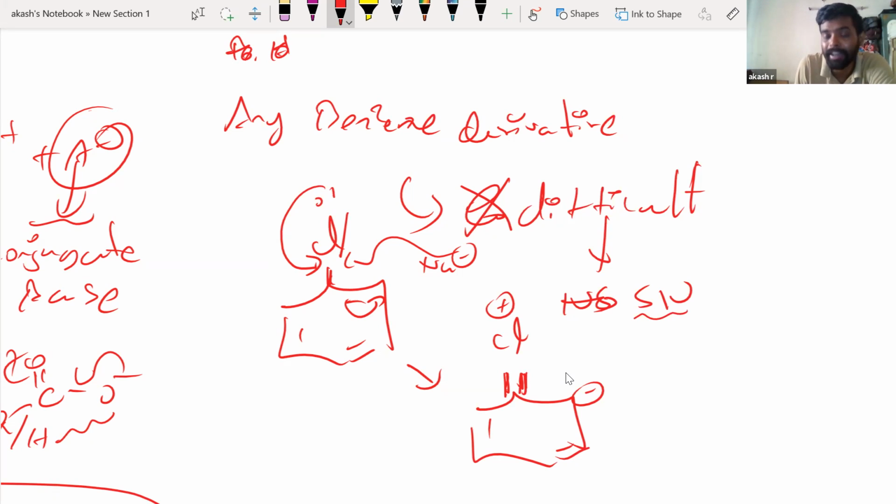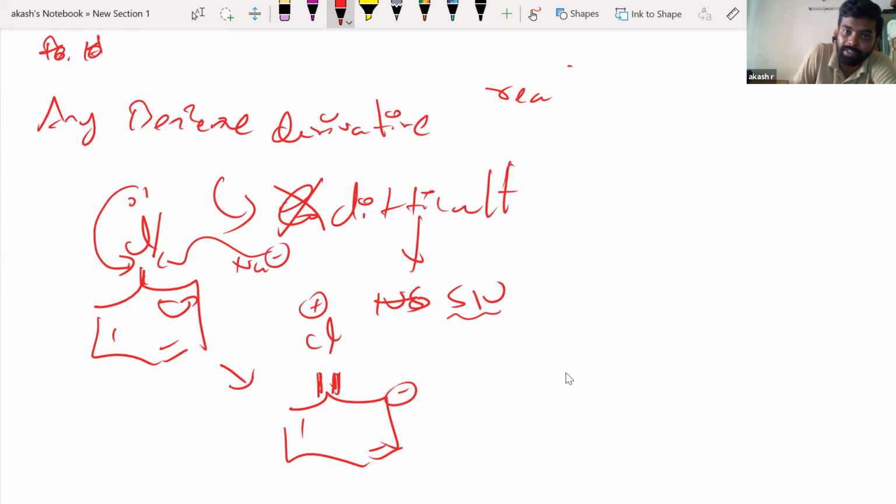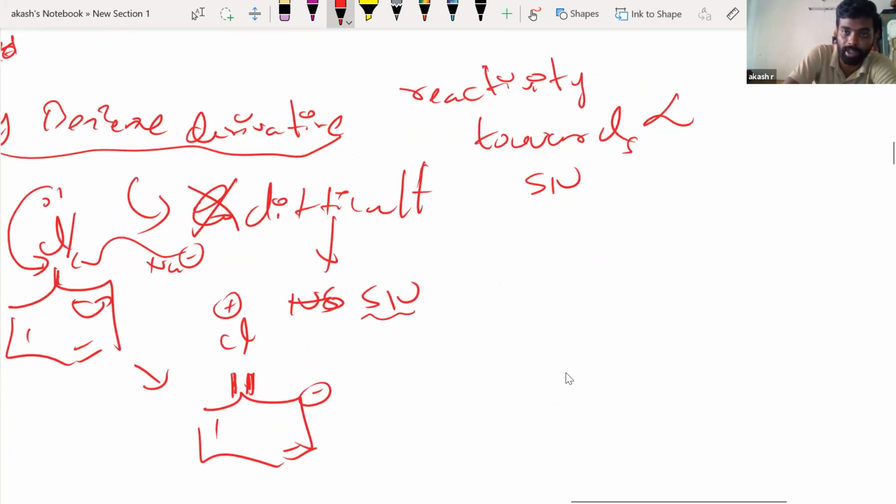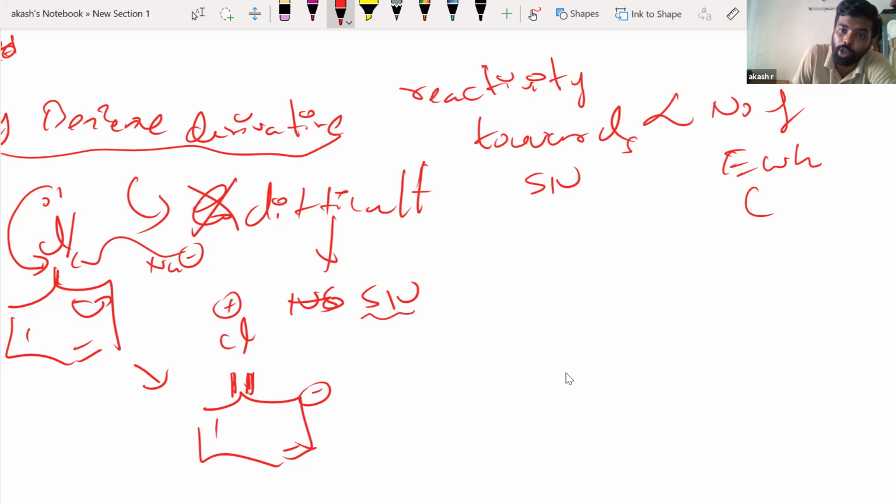Okay, but if I have the reactivity towards SN, that is nucleophilic substitution, I'm talking only about benzene derivatives, guys. I'm not talking about it generally. It is directly proportional to the number of electron withdrawing groups by resonance. I'm talking about resonance here. The more and more reactivity will be there if I have the number of electron withdrawing groups in the compound to be higher.